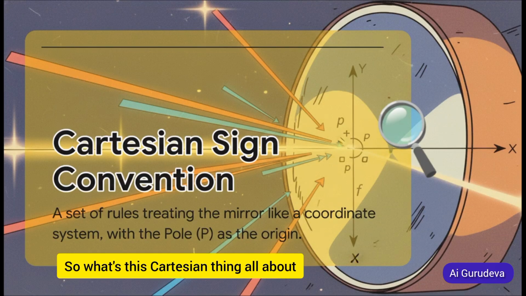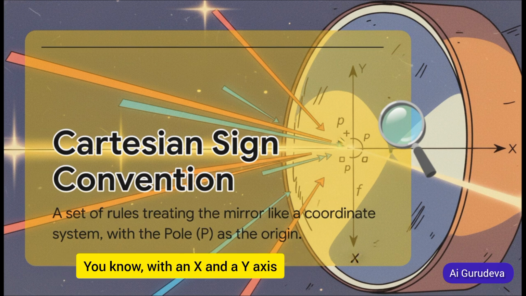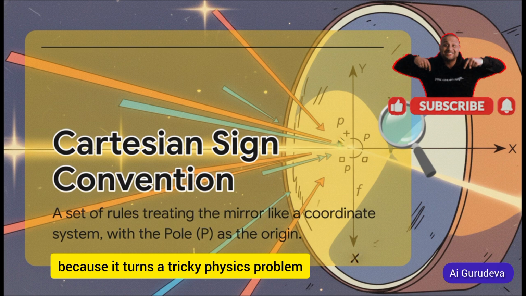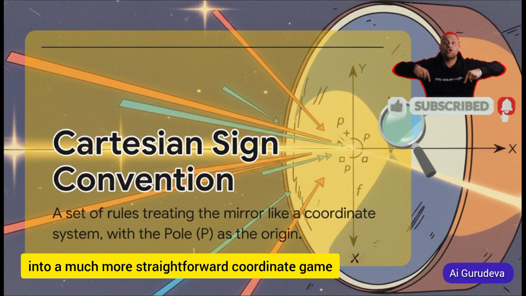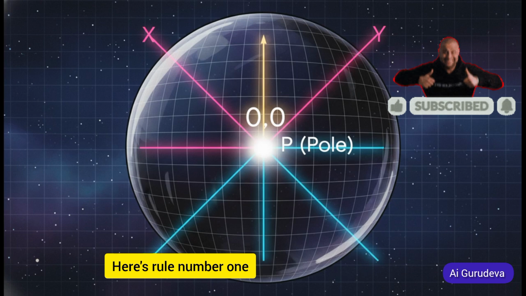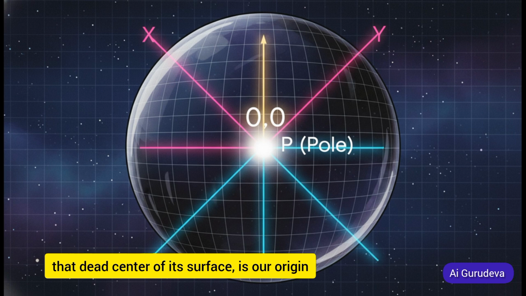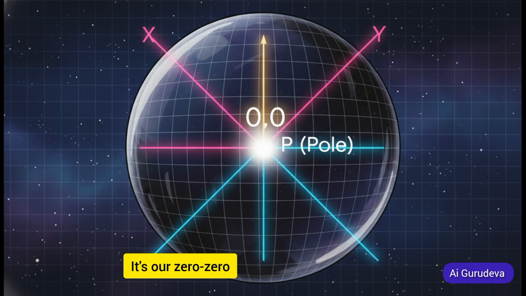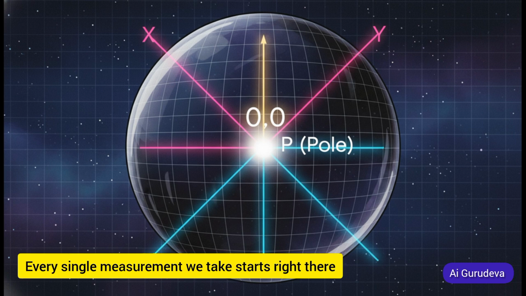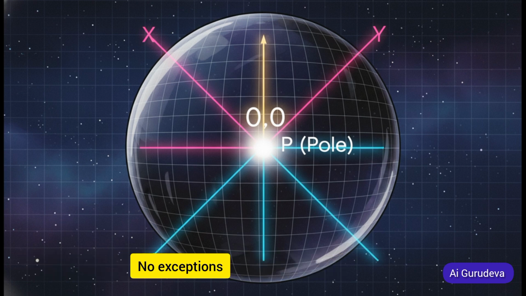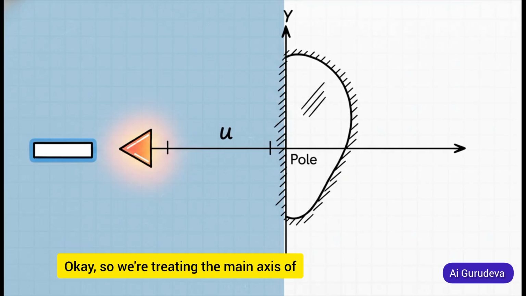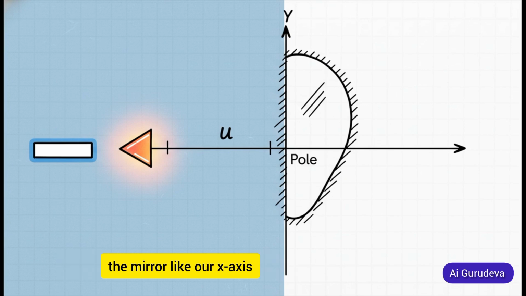So what's this Cartesian thing all about? It just means we're going to treat our mirror setup like a simple graph from math class, with an x and a y-axis. It's a brilliant move because it turns a tricky physics problem into a much more straightforward coordinate game. Here's rule number 1, and it's the big one. The pole of the mirror, that dead center of its surface, is our origin. It's our 0, 0. Every single measurement we take starts right there. No exceptions.